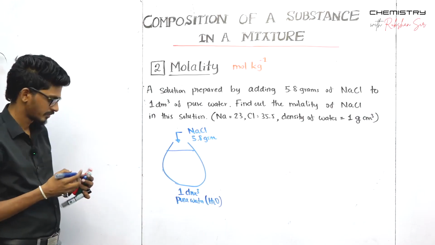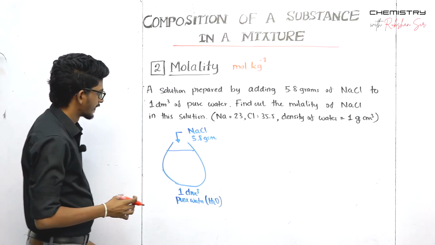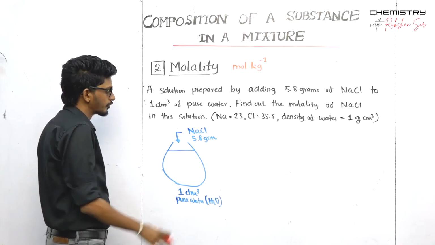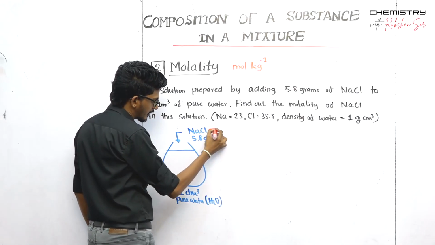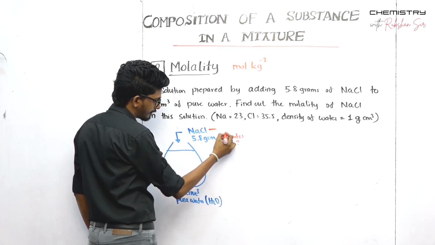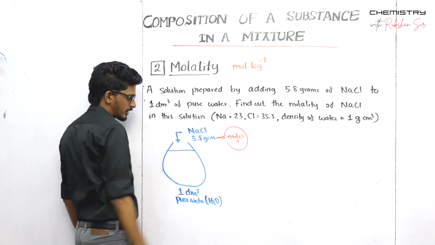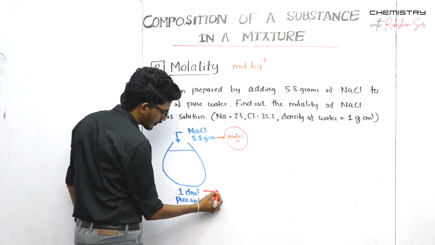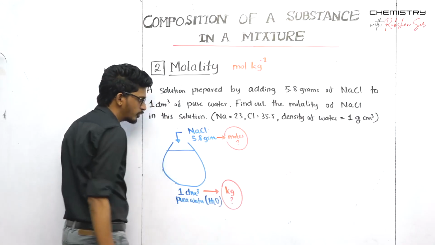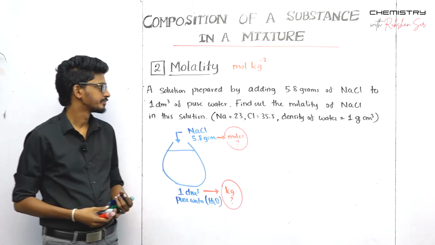So what we need to do? First you need to come up with moles of the solute. So this thing should be converted to moles. Moles of solute should be divided by kilograms of the solvent. So this value should be converted to kilograms. So if we can do these two conversions, we are done.